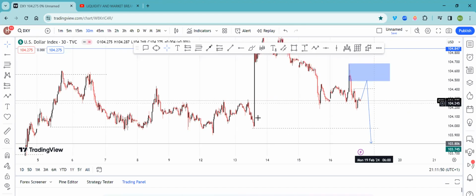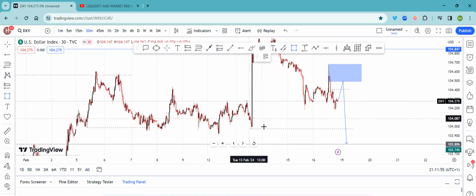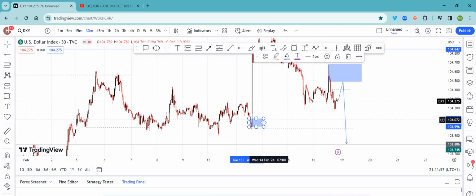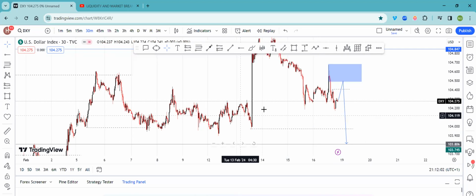And mind you, some of you will be saying, so what about this other block or maybe this imbalance? You see what is going to happen? They are going to induce people. There's a high possibility of them inducing.